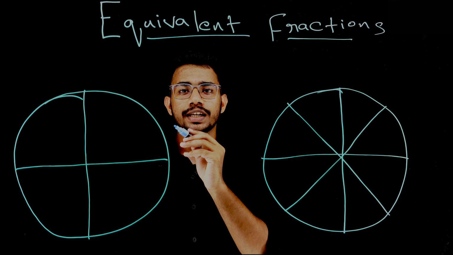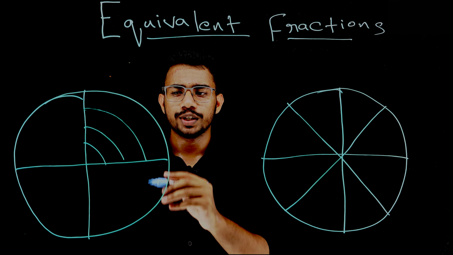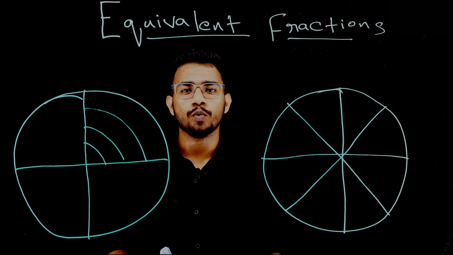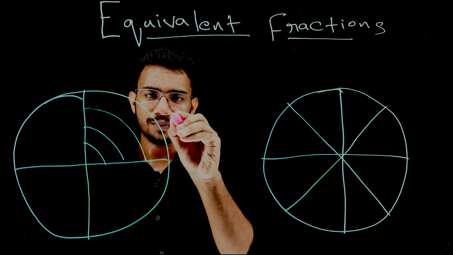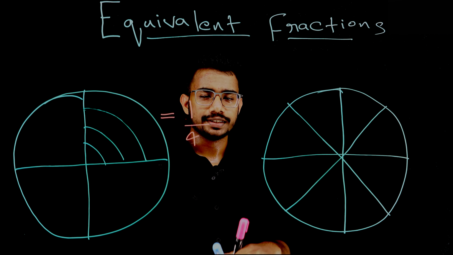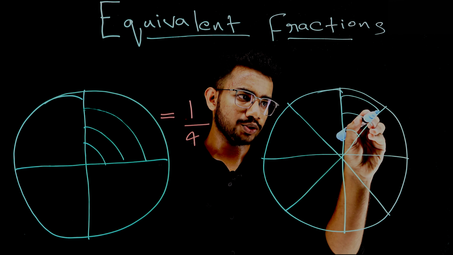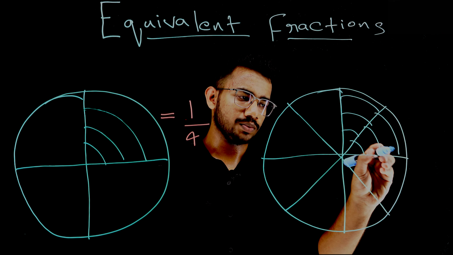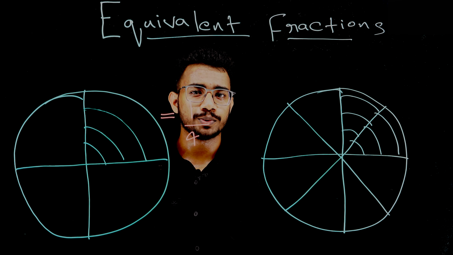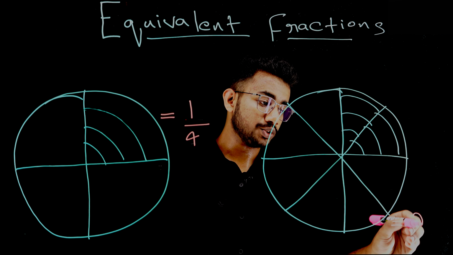Now on the first one, let's say I'm taking the first portion itself. Now tell me, what is the fraction representing this portion? Exactly, that would be 1 over 4. Now in the second case, let's say I'm taking two portions. So I'm taking this portion and I'm taking this one as well. Now for the second case, what is the fraction representing the portion? Exactly, that would be 2 over 8.